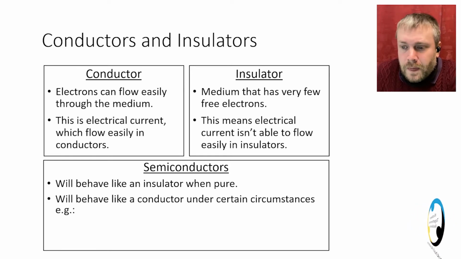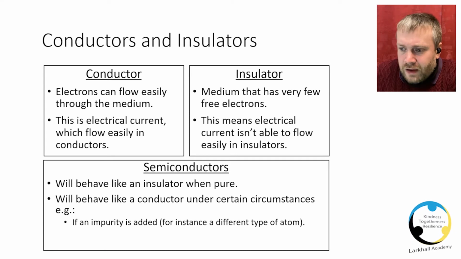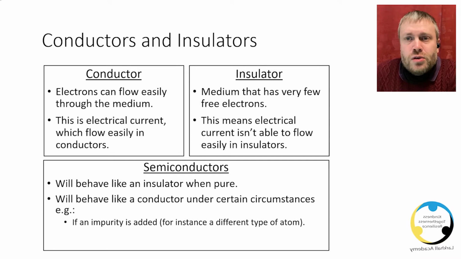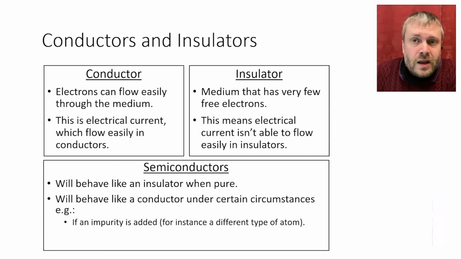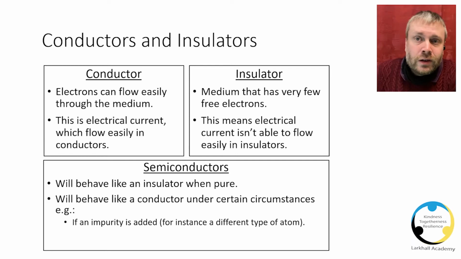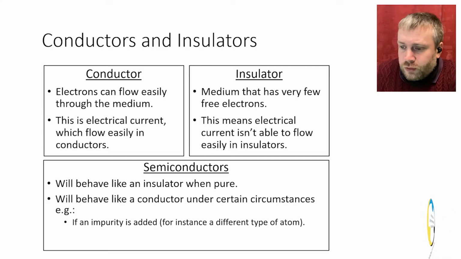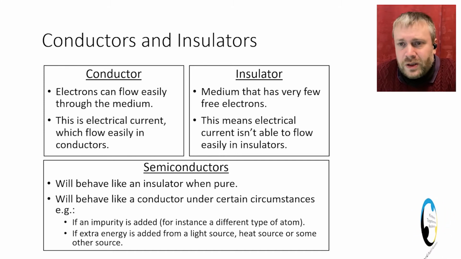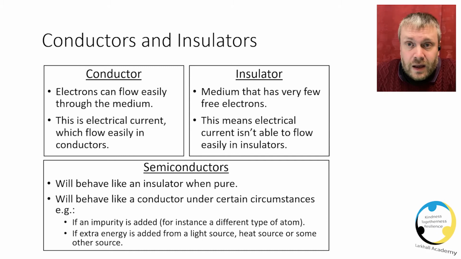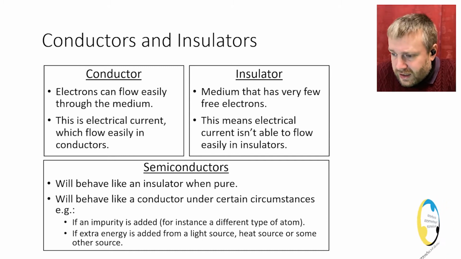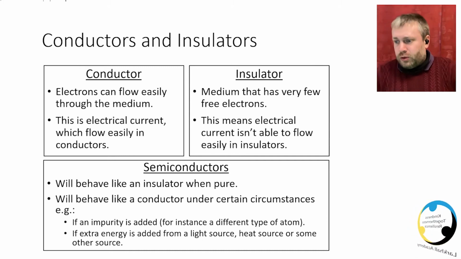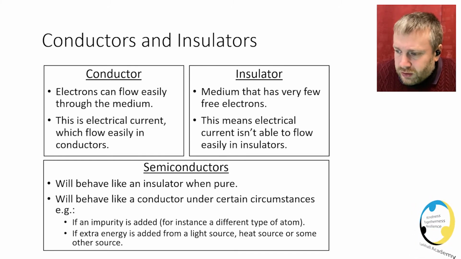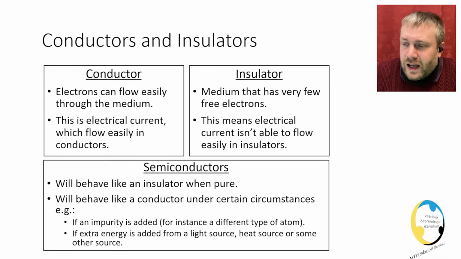So some examples here, if we add an impurity, so if we add something else, for instance a different type of atom to the semiconductor, that can cause it to act like a conductor rather than an insulator. Or of course, we can just add some energy. It could be from a light source, a heat source, or some other source. It could just be pure electrical energy, technically. Light source and heat source tend to be the common ones that we would add to cause it to act like a conductor.